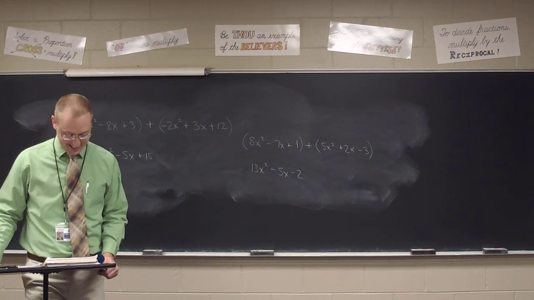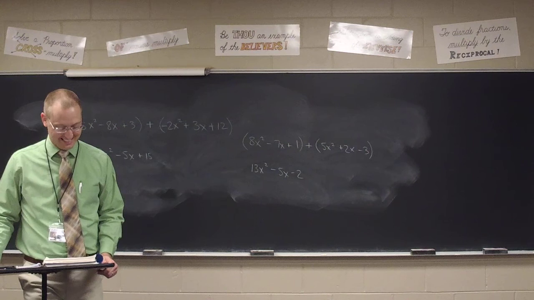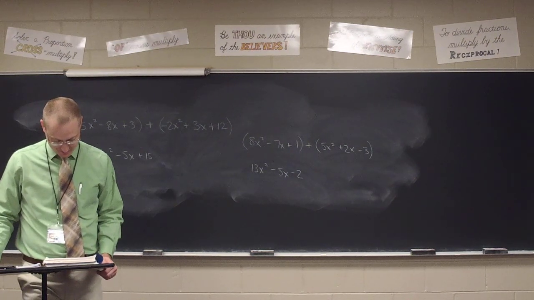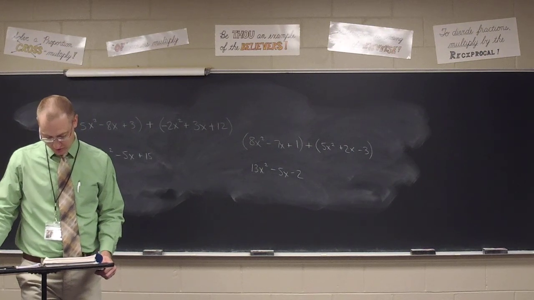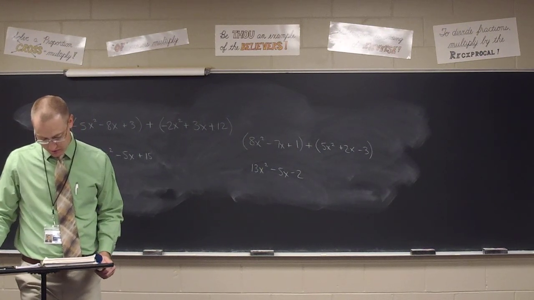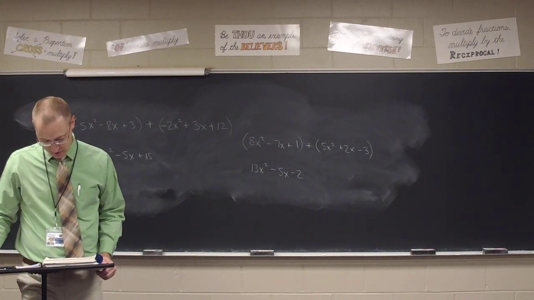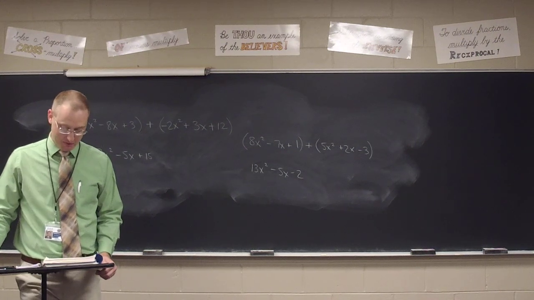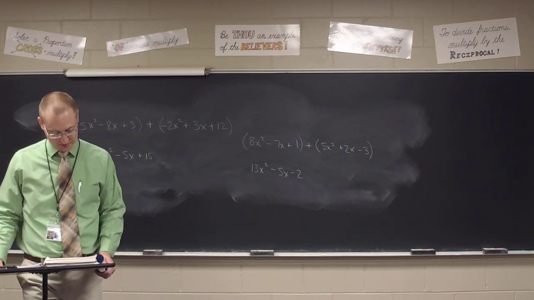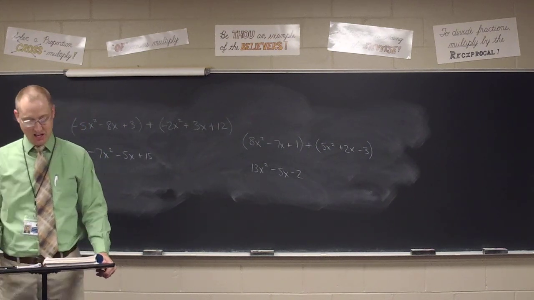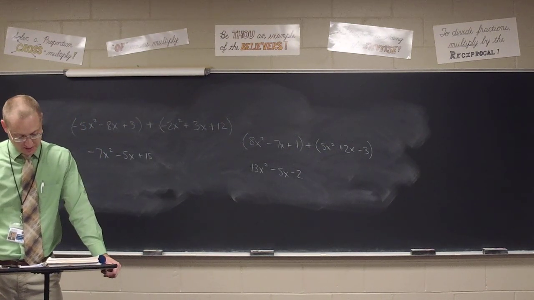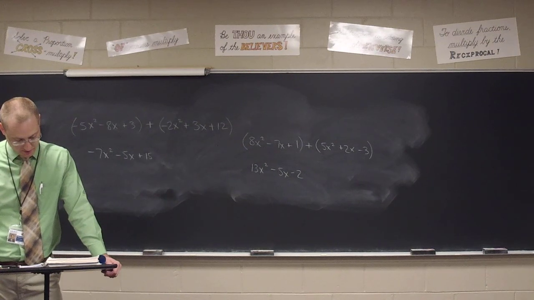How about number 3, Dylan? Positive 3x squared, negative 8x, positive 3. Good. How about number 4, Lana? Negative x to the fourth, positive 3x squared, positive 8x, negative 4. Good. Number 5, Joshua. Negative 2x to the fourth, positive x cubed, positive 1. Good. And number 6, Adam. Negative 3x squared, positive 5x, negative 4.